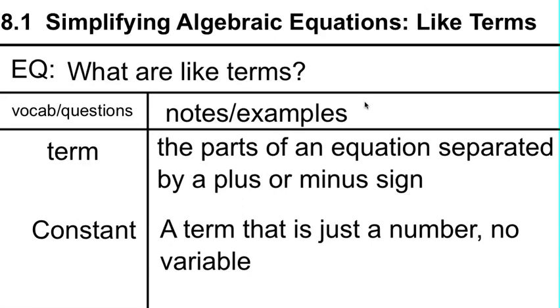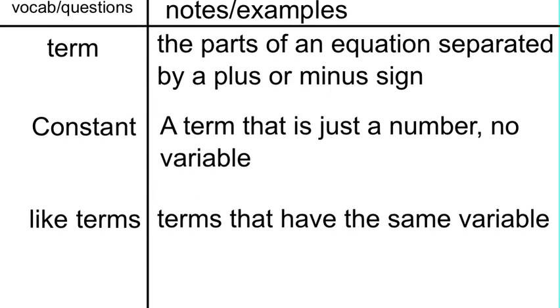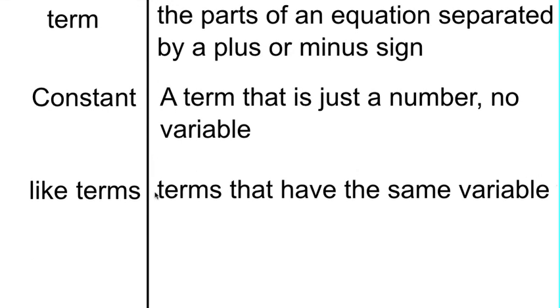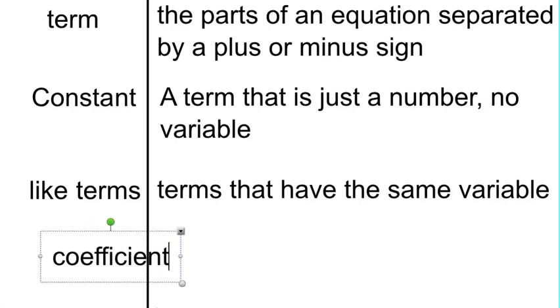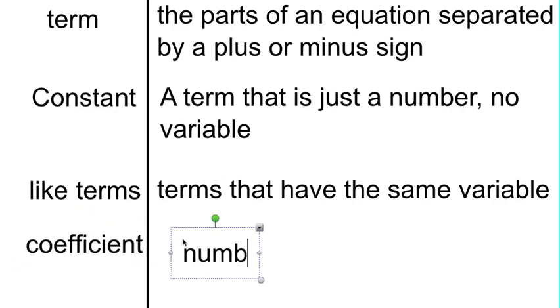As always, please remember to pause in order to write down any of your vocabulary words. Really quick, term. A term is a part of an equation separated by a plus or a minus sign. A constant is a term that is just a number, no variable. Like terms are terms that have the same variable, and a coefficient is the number that you find in front of the variable.